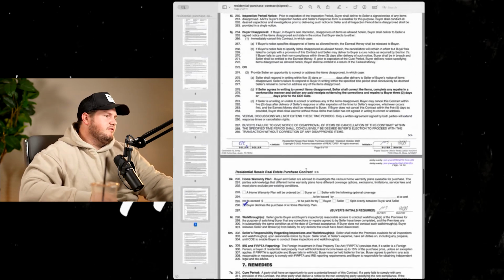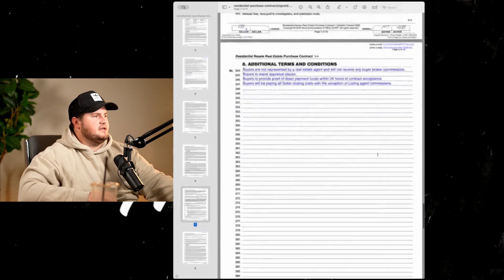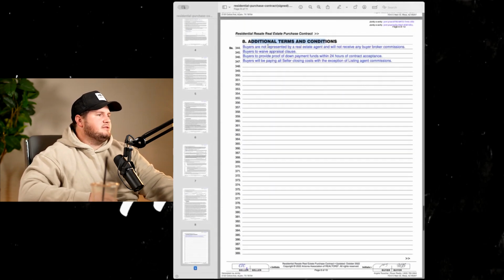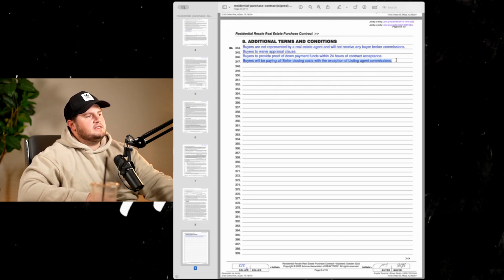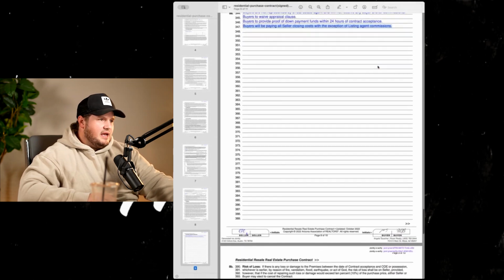Buyer's warning for the home warranty plan, and is there lead-based paint, and is there a sewer connection, which I sign off on, and all that other good stuff. And then it has additional terms, just like our contract does. Buyer is not represented. I waive the appraisal clause. I provide proof of funds. And buyer will be paying all seller's closing costs with the exception of listing agent commission. Beautiful. So it has just what we have in our cash contract.